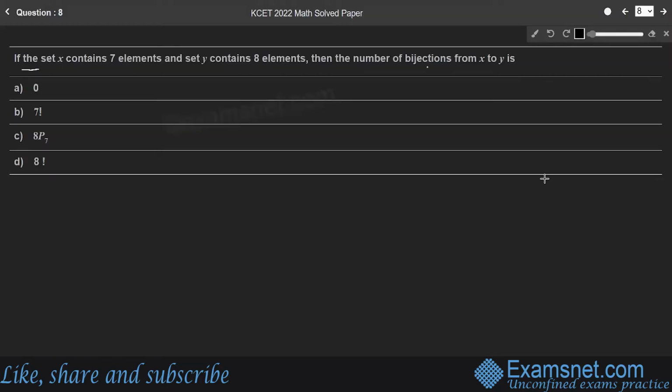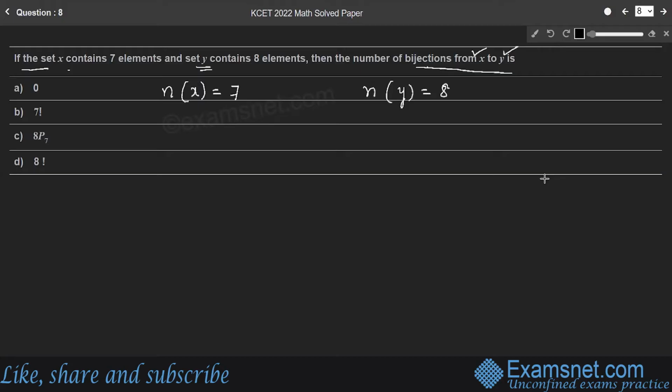Question number 8. If the set X contains 7 elements and set Y contains 8 elements, then the number of bijections from X to Y is. So here the number of elements in set X is equal to 7, whereas the number of elements in set Y is equal to 8. So here the question is the number of bijections from X to Y.